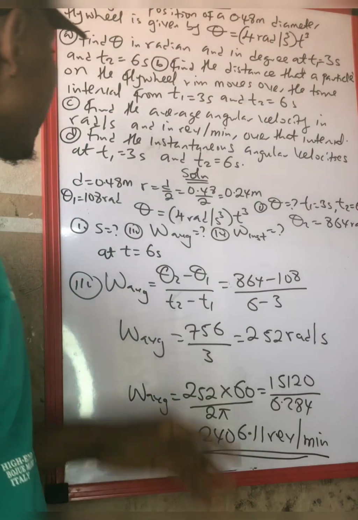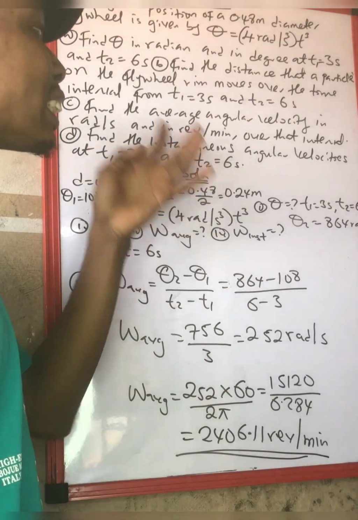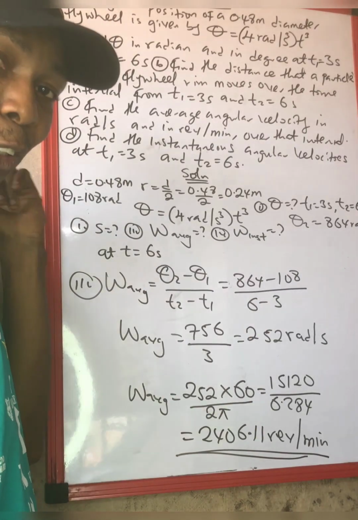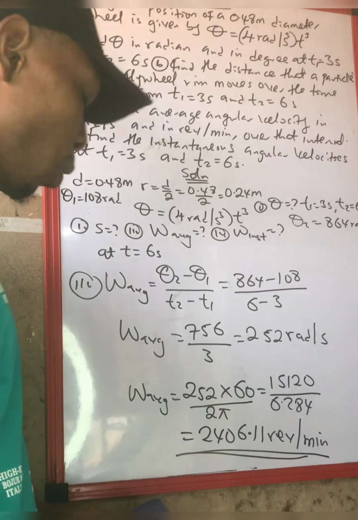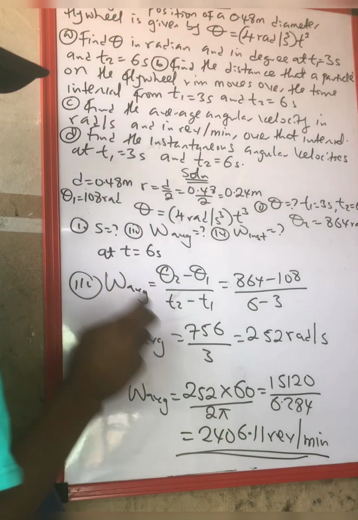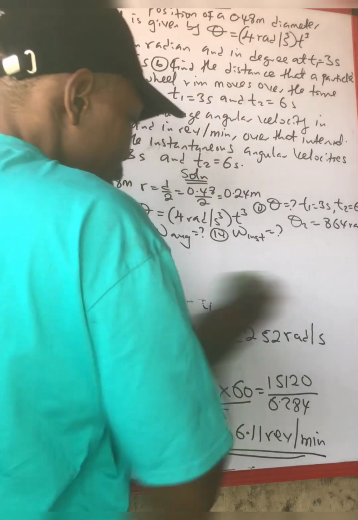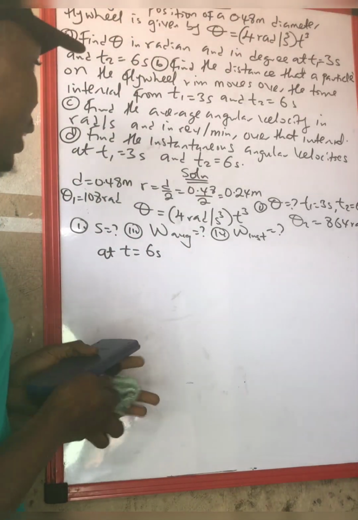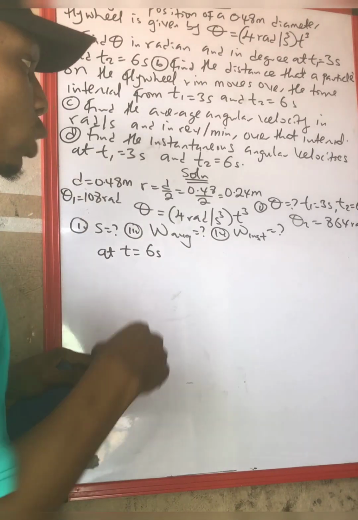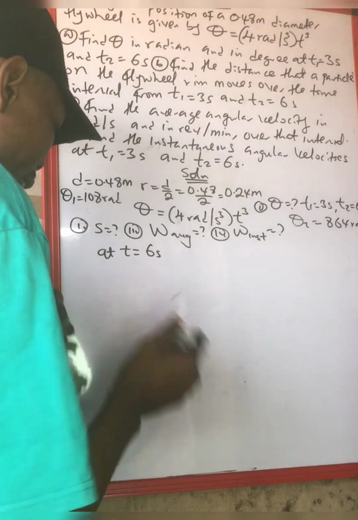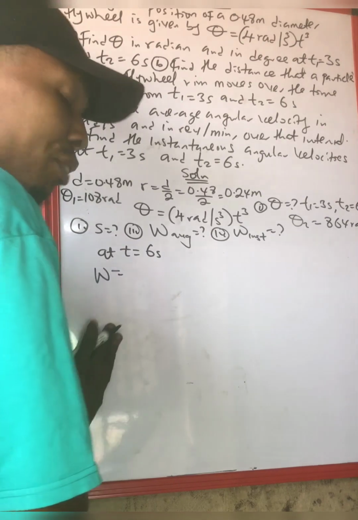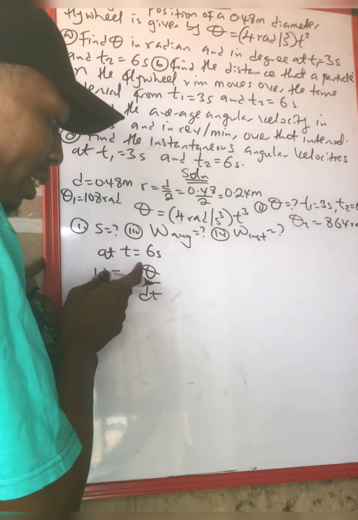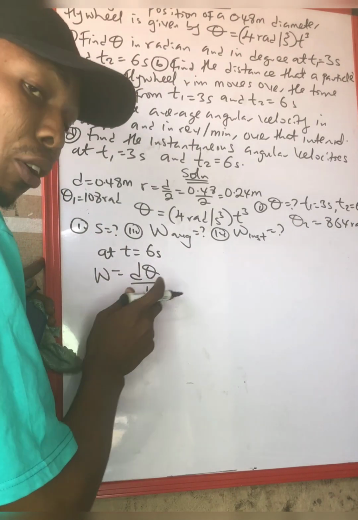So then for the number 4 question, we're asked to look for the instantaneous angular velocity. Okay, this is going to lead us to calculus. Then you can go back to my previous video on differentiation. For the number 4 question, they say at t1 equals 3 seconds and t2 equals 6 seconds. To get our instantaneous angular velocity, it is d theta all over dt. That is the differential of theta and the differentiation of time.